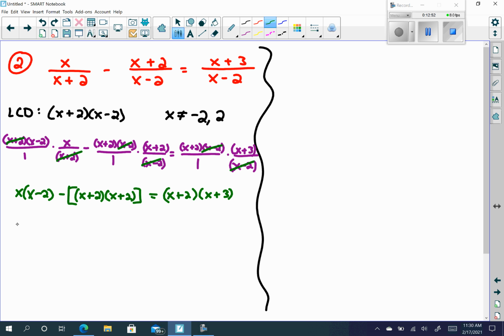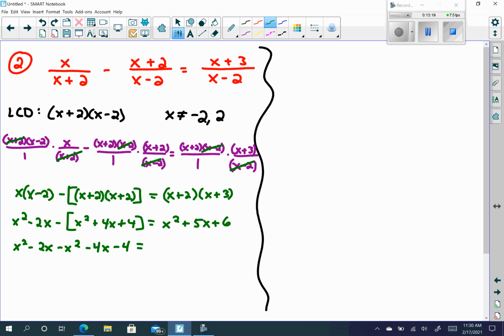So first I'm going to have an x squared minus 2x minus, still going to keep this in brackets. When I multiply these two binomials together, I'm going to get an x squared plus 4x plus 4. Then over here, I'm going to get an x squared plus 5x plus 6. I'll go through and carefully subtract each term. So as I distribute this negative sign, I get a minus x squared minus 4x minus 4 equals x squared plus 5x plus 6. So notice we have some x squares, so this is a quadratic.